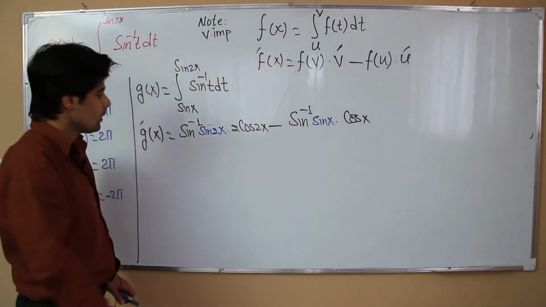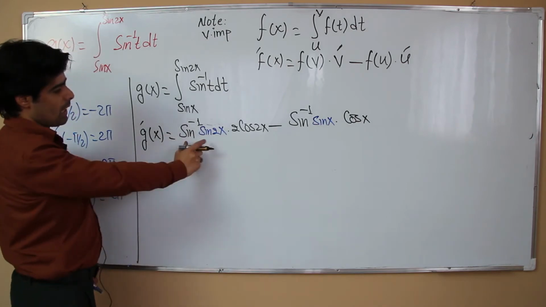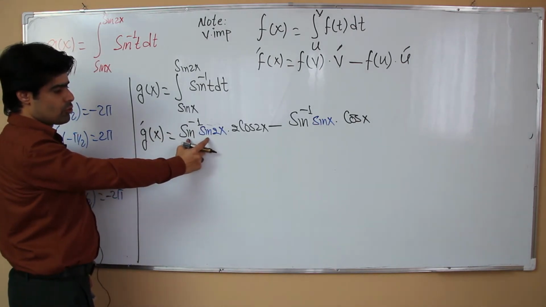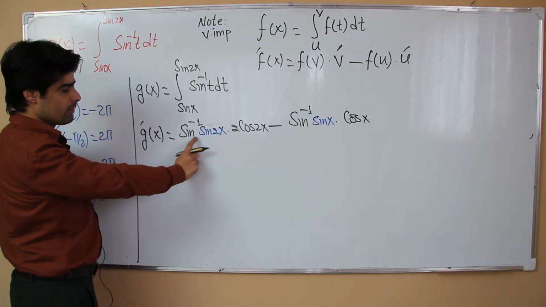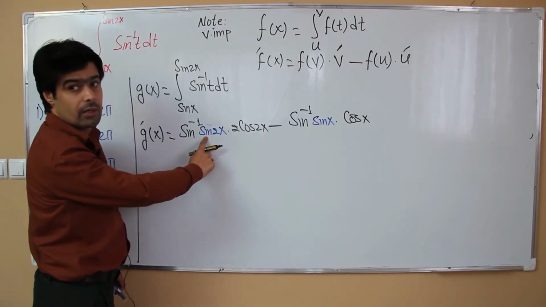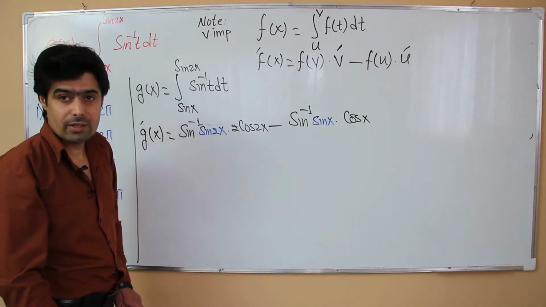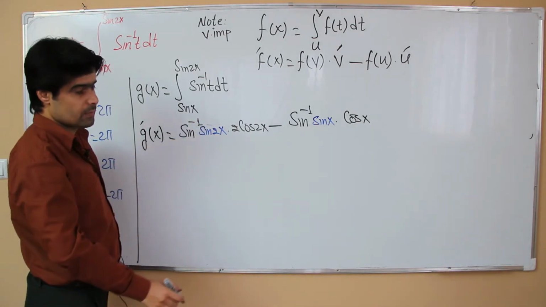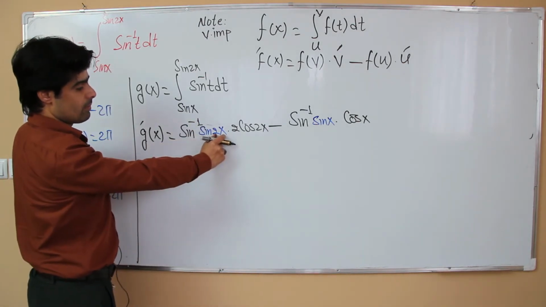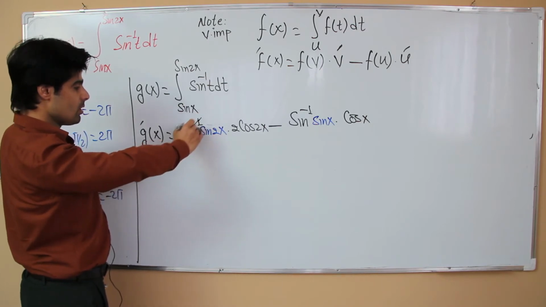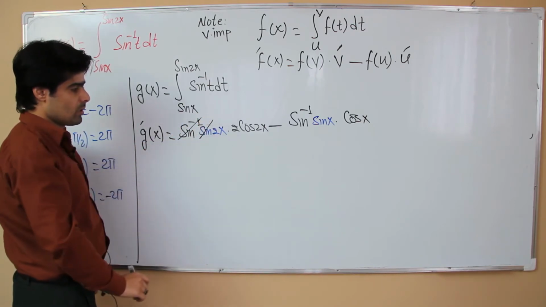Now, one thing more. We have this combination of the function sine inverse with its sine. What is the combination of a function with its inverse? It is the number which we have. I mean, you can cancel this one.